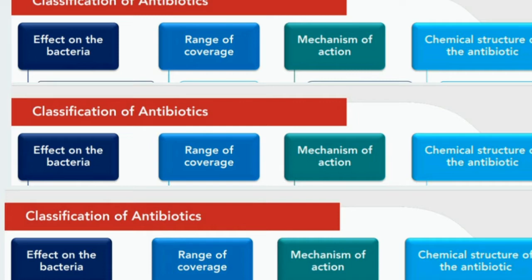So, going directly to the classification of these antibiotics, they are mainly classified into four groups. These groups include those looking at the effect on the bacteria, those looking at the range of coverage, the mechanism of action, and lastly the chemical structure of the antibiotic.